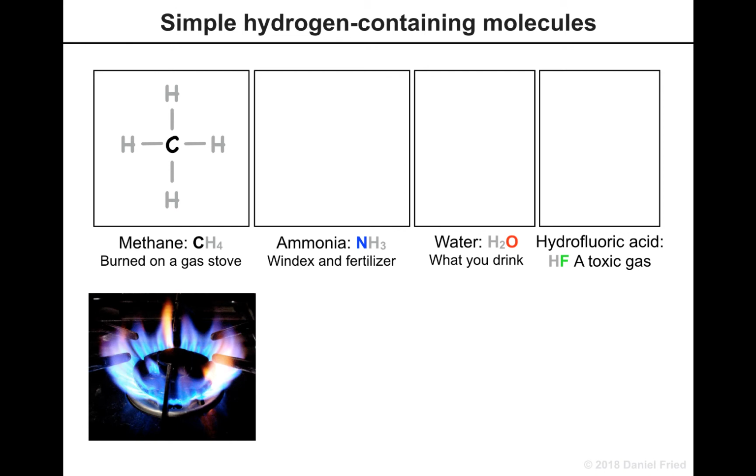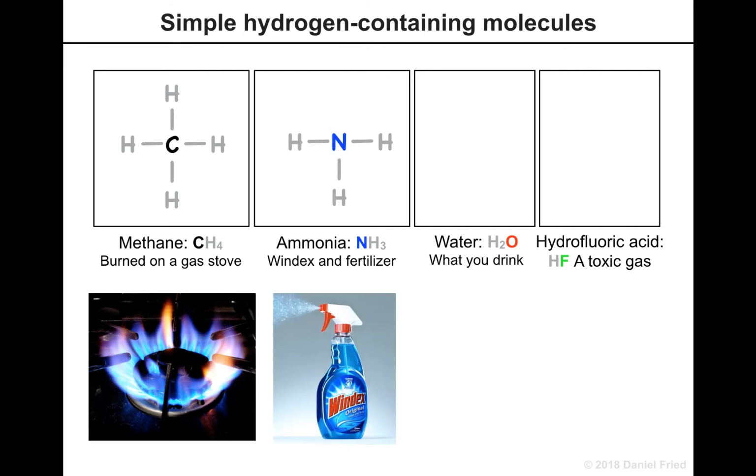Next one is ammonia. Give them a chance to draw it. They know those bonding rules from the periodic table lesson, so they know that carbon makes 4 bonds. They know that nitrogen makes 3 bonds. So they should be able to figure this out.